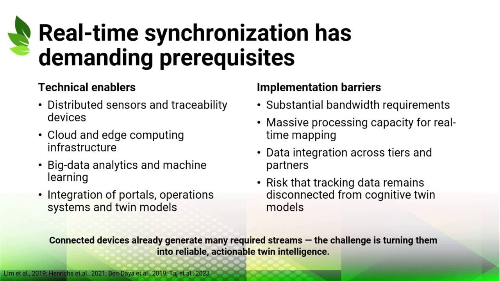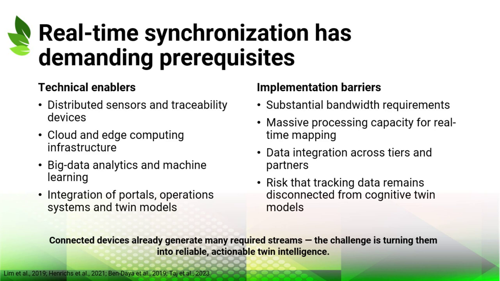Real-time synchronization is demanding. On the enabling side, supply chains need distributed sensors, traceability devices, cloud and edge infrastructure, big data analytics, machine learning capability, and integration across portals and operation systems. These elements allow data to move from physical assets into a digital twin quickly enough to support decisions.